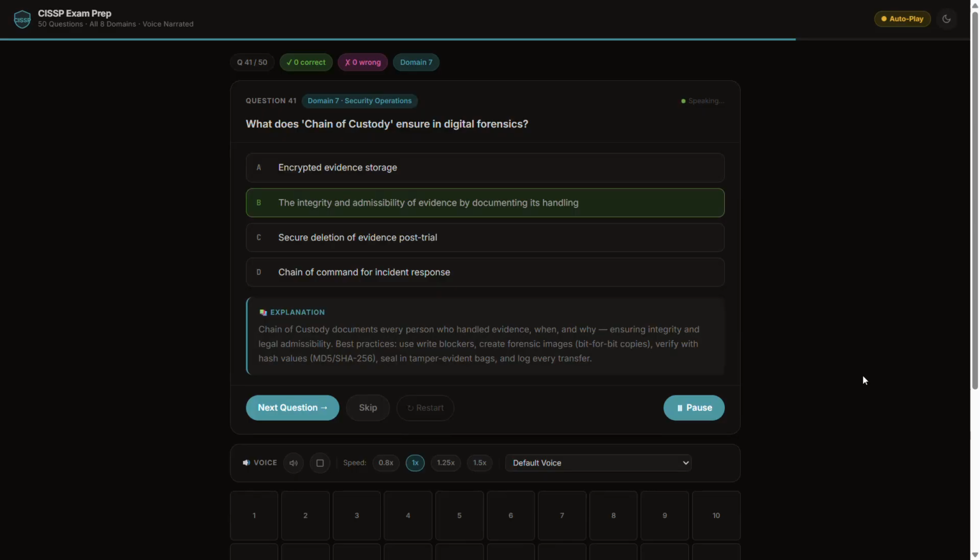Correct answer: B. Chain of custody documents every person who handled evidence, when, and why, ensuring integrity and legal admissibility. Best practices: use write blockers, create forensic images, bit-for-bit copies, verify with hash values, MD5/SHA256, seal in tamper-evident bags, and log every transfer.